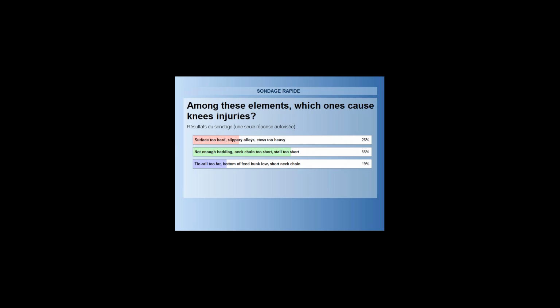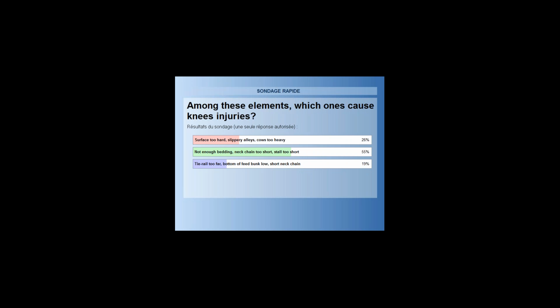The long neck chain in tie stalls, that one I would potentially argue against in terms of having a direct impact on knee injuries. However, if the cow does have an excessively long neck chain, that could allow the cow to turn around more in the stall, potentially have that chain hook on things like stall dividers or the water bowl, which then might cause other injuries or might make it more difficult.